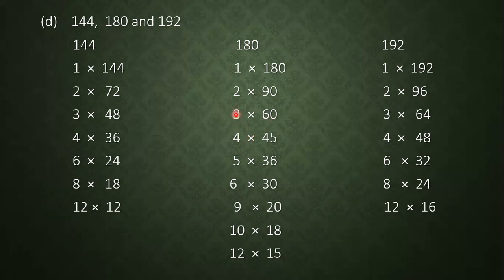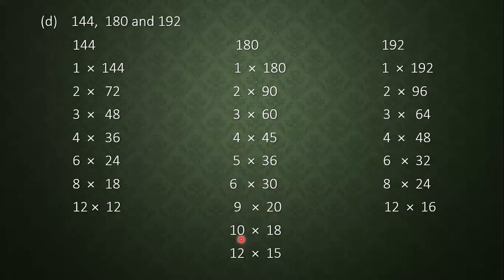Now 180 comes in the table of 4 also. So divide 180 by 4. You will get 4 into 45. Again, the unit digit is 0, so 5 will be a factor. Divide 180 by 5, you will get 36. So 5 into 36. Now 18 is coming in the table of 6. 6 3s are 18, so 6 into 30 gives 180. Again it comes in the table of 9. 9 2s are 18, so 9 into 20 gives 180.